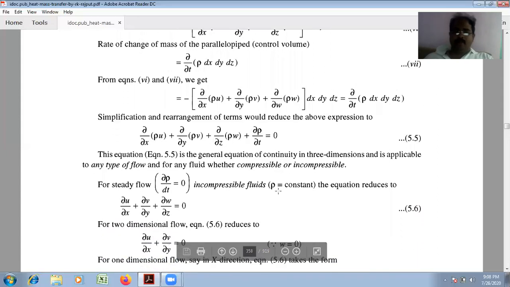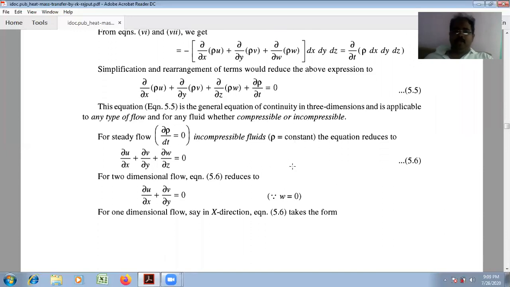Okay. So this equation 5.5 is the general equation of continuity in three dimensions and is applicable to any type of flow and for any fluid, whether compressible or incompressible. So let us discuss some cases. For steady flow, del rho upon del t is equal to 0.